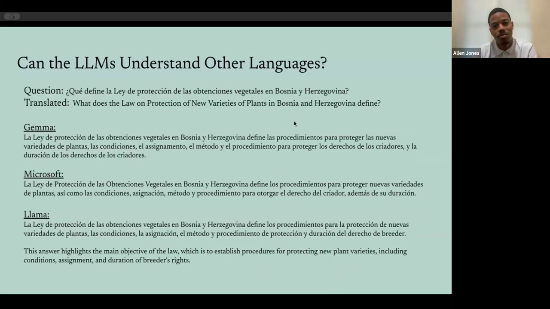And then, can LLMs understand other languages? The answer to that question is yes, although they are limited based on the LLM. But we asked all 3 models, what does the law on protection of new varieties of plants in Bosnia and Herzegovina define? And all 3 answered the question, and they actually did a pretty good job.